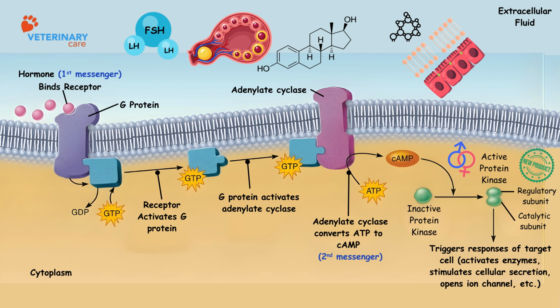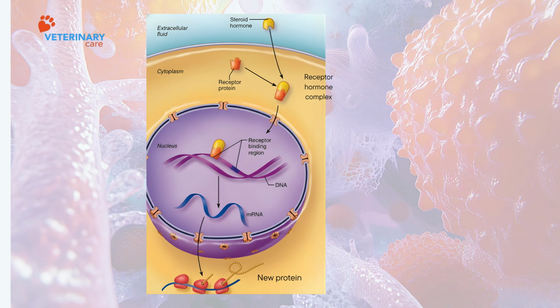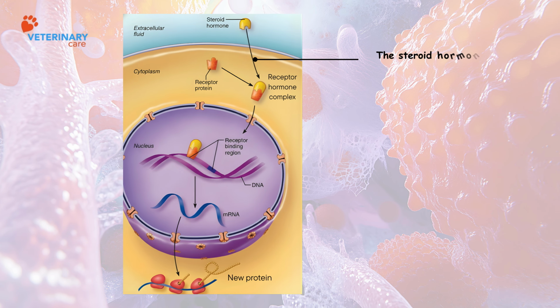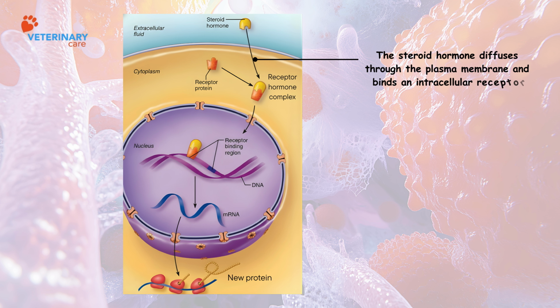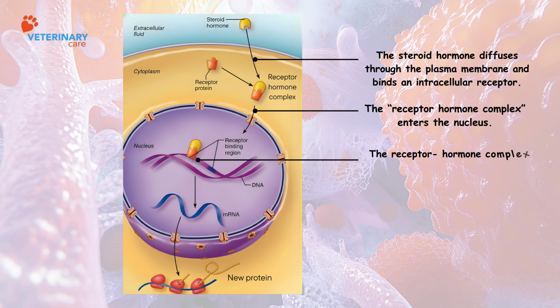Unlike protein hormones, steroid hormones are not stored or actively secreted. Once synthesized, they simply diffuse through the cell membrane into the surrounding tissues and then into the bloodstream. On the other hand, steroid hormones diffuse through the plasma membrane due to their lipid-soluble nature and bind to specific intracellular receptor proteins. This interaction forms an activated receptor-hormone complex, which then moves through the cytoplasm and enters the nucleus. Inside the nucleus, the complex binds to a specific DNA sequence known as the receptor binding region.